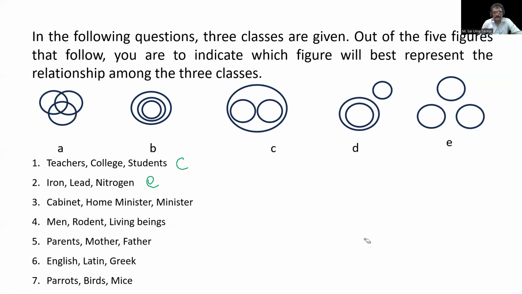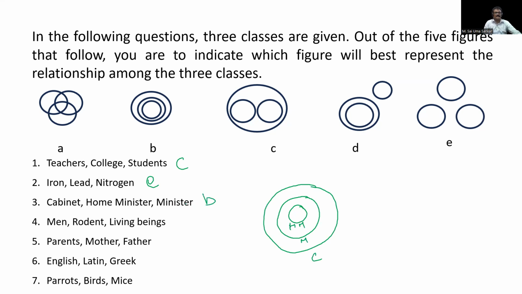Next, cabinet, home minister, and minister. See, this is the minister, this is the home minister, and is this home minister a minister or not? And all ministers belong to the cabinet. This is the home minister, this is the minister, and this is the cabinet minister. So what is the answer? Option B is the correct answer.